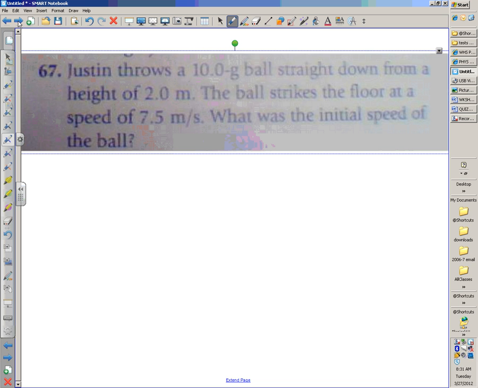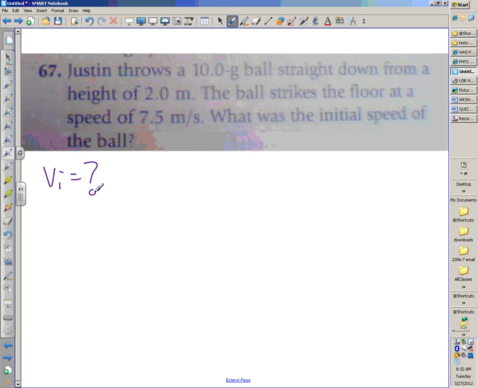Justin throws a 10-gram ball straight down from a height of 2 meters. The ball strikes the floor at a speed of 7.5 meters per second. What was the initial speed of the ball? So, we're looking for this, right?